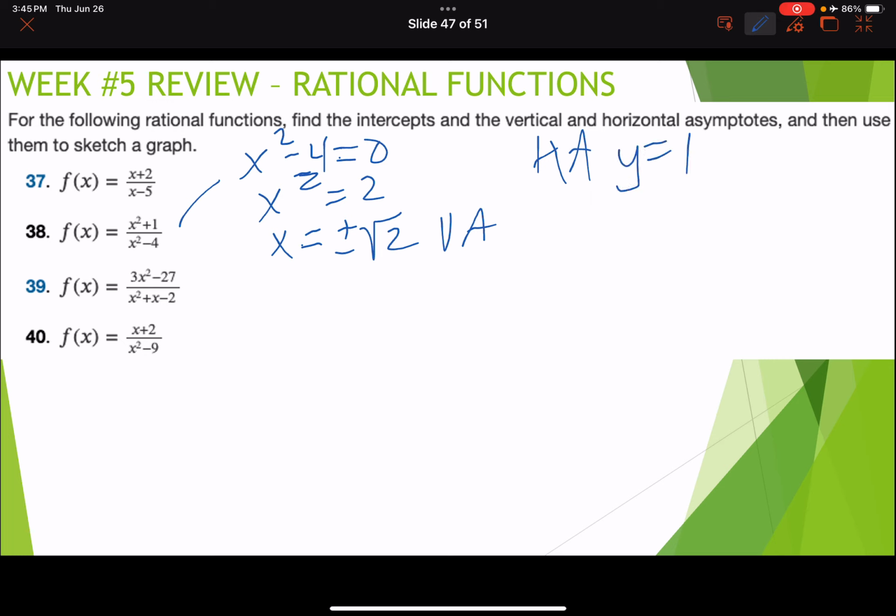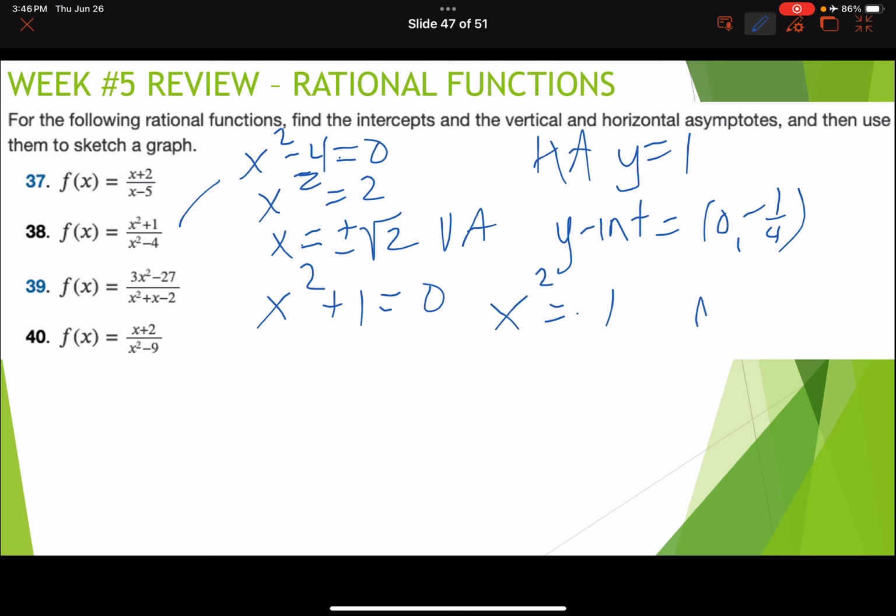The intercepts, the y-intercept, we make x be 0. And so if x is 0, we're going to have 1 divided by negative 4. So the y-intercept is going to be at 0, negative 1/4. The x-intercept, we make the numerator equal to 0, so we're going to say x squared plus 1 equals 0. Well, that's going to be that x squared equals negative 1, so that means there's no x-intercept because that's going to be an imaginary number. Okay? And then we could sketch a graph from all that information we have in there.